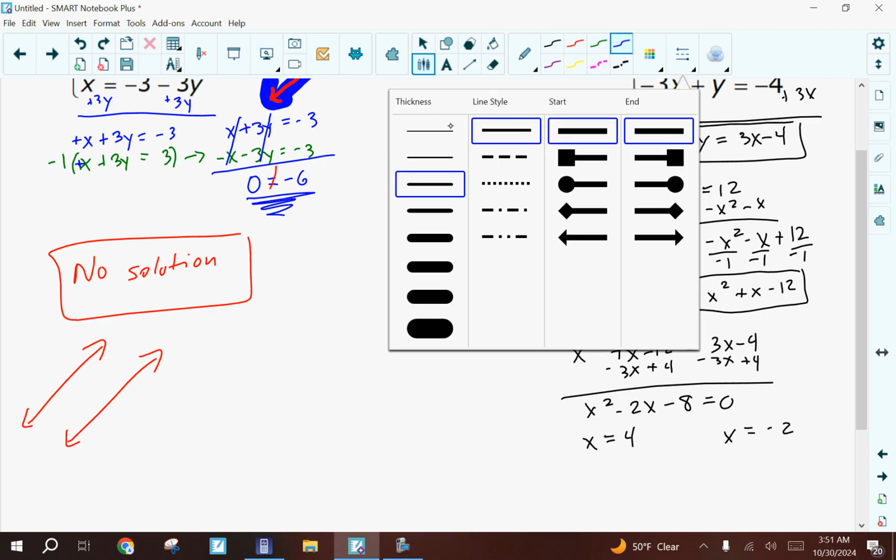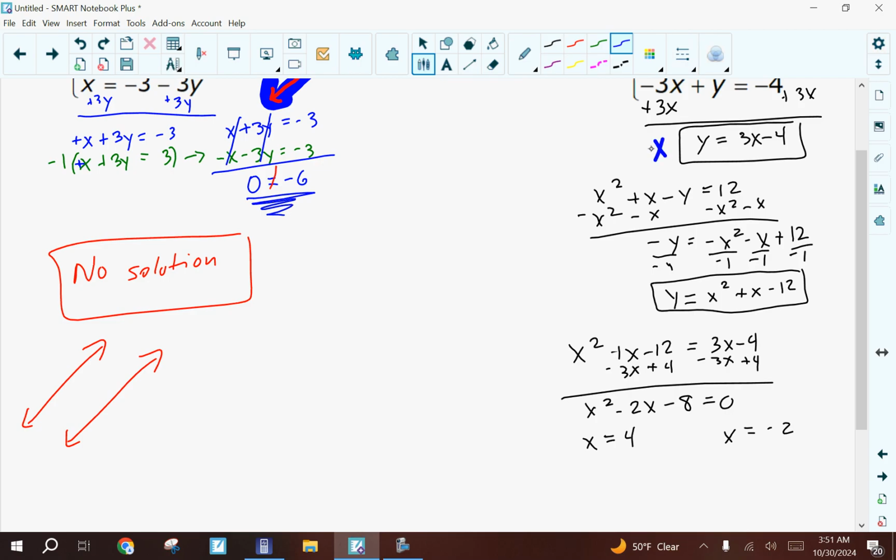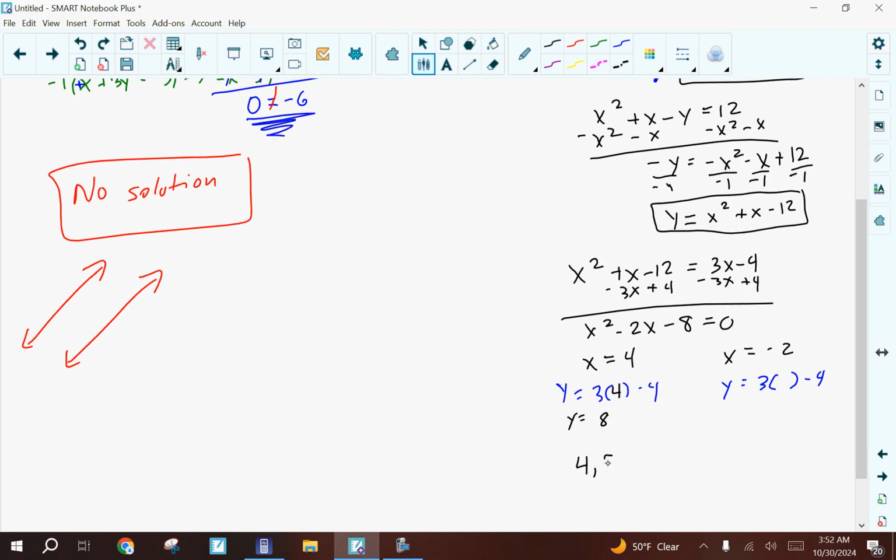So I always like to plug them into the shorter equation. Usually the one without exponents is going to be the shortest one. So I'm going to do y equals 3 parentheses minus 4. I'm going to do that over here too because it's always the same equation that you put it into. So in the first one, I'll put in the 4. So I end up with 12 take away 4 is 8. So that means that the first answer is 4 comma 8. And then I'll put in the -2 right here. So this is -6 minus 4, so that's -10. Second answer is -2 comma -10.